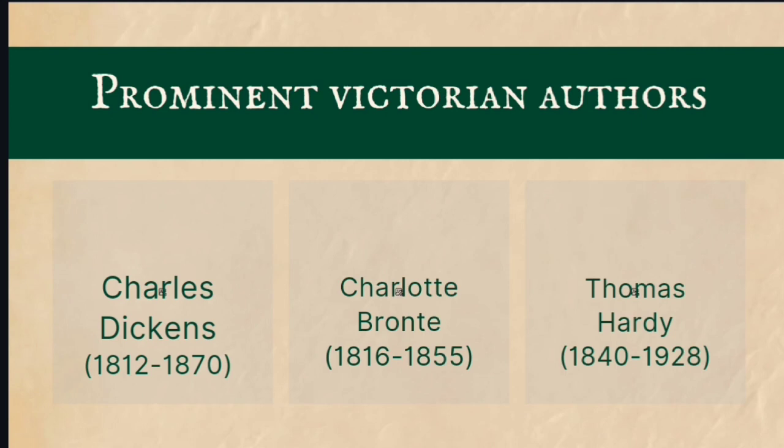Then coming to Charlotte Bronte. As you know, she lived from 1816 to 1855. Charlotte Bronte was famous for Jane Eyre. She is the eldest among the Bronte sisters. There were three sisters whose surname was Bronte: Charlotte Bronte, Emily Bronte, and Anne Bronte. Keep in mind, Charlotte Bronte, Emily Bronte, Anne Bronte. These three sisters were called the Bronte sisters.